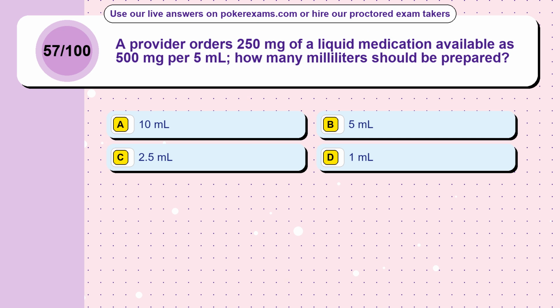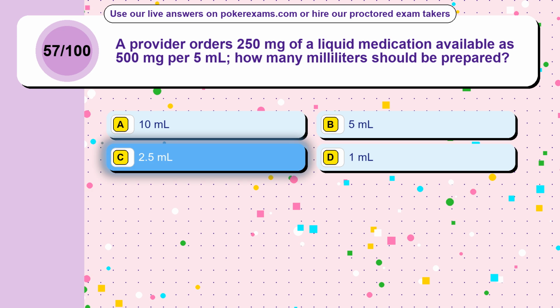Question 57. A provider orders 250 mg of a liquid medication available as 500 mg per 5 ml. How many milliliters should be prepared? Option A, 10 ml. Option B, 5 ml. Option C, 2.5 ml. Option D, 1 ml.